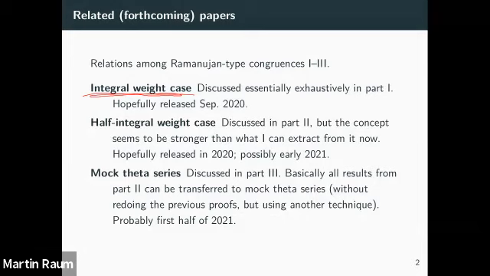The half integral weight case is a bit, I mean, the paper is basically written except for the introduction and the polishing. So I think this will happen this year. It depends a bit on how teaching is going. The mock theta series, like the proofs are there, but the paper still needs to be written. So let's say that it happens in 2021.